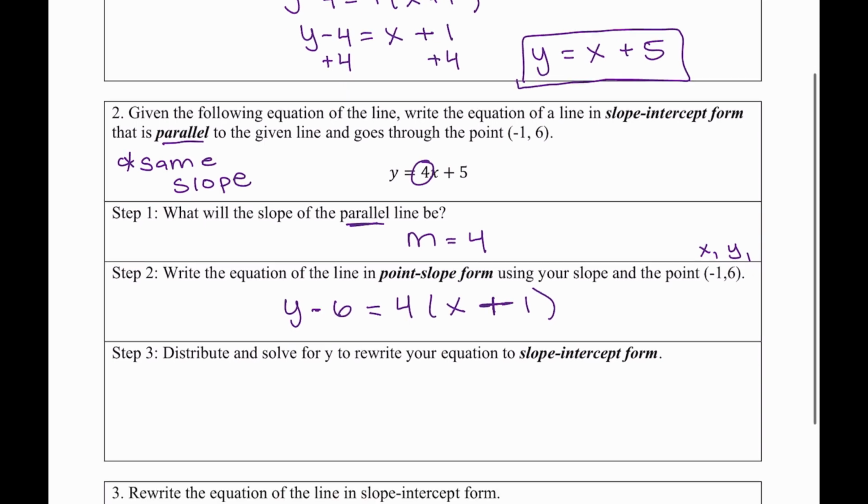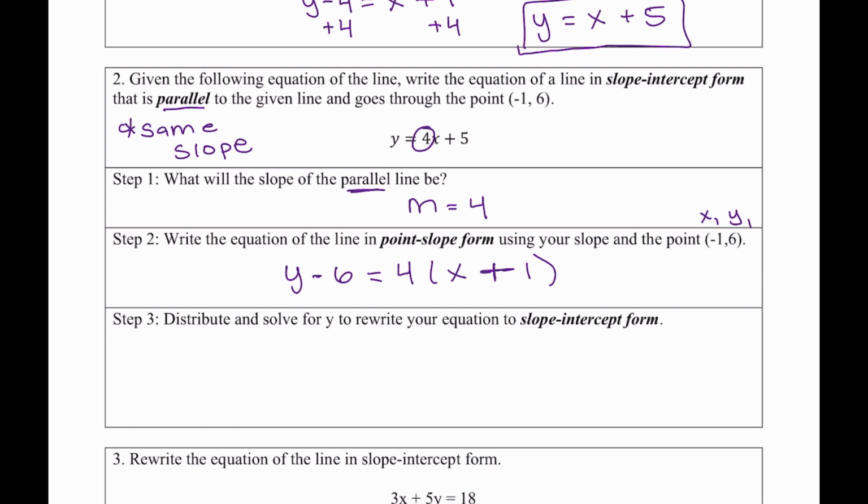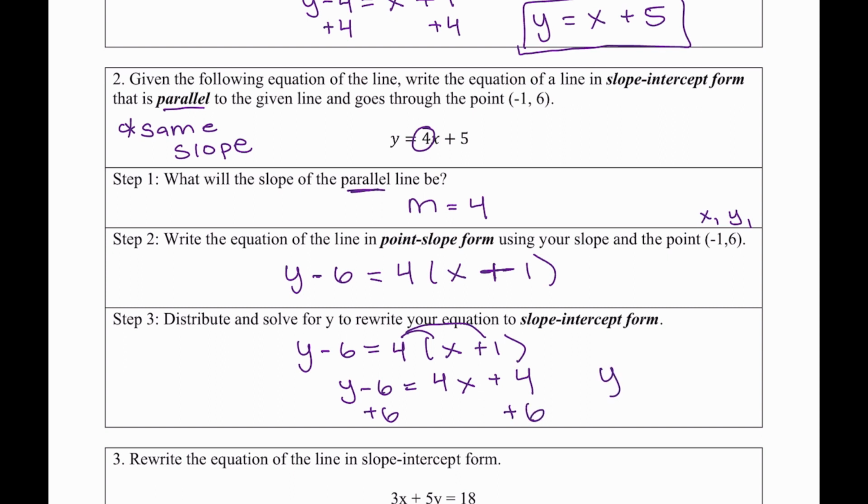And then step 3, I have to distribute and solve for y to rewrite the equation in slope-intercept form. So I'm going to start with my equation from above. I'm going to distribute, or double rainbow. 4 times x is 4x, and 4 times 1 is 4. And then in order to solve for y, I need to add 6 to either side, which will get me y equals 4x plus 10.